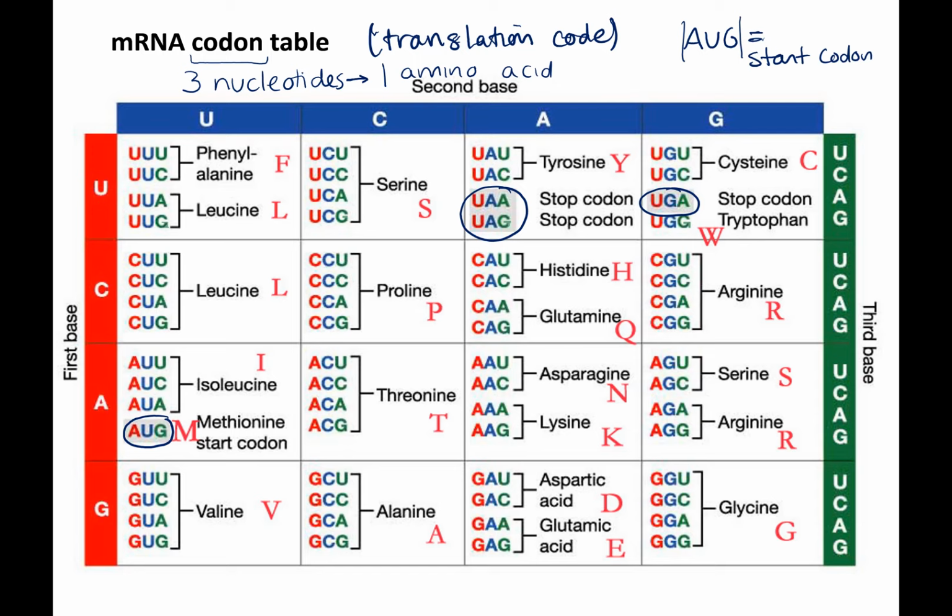And then we're going to talk about at the end of the lecture the idea that some amino acids, actually most amino acids, have more than one codon that codes for them. And we'll talk about the redundancy of the genetic code.